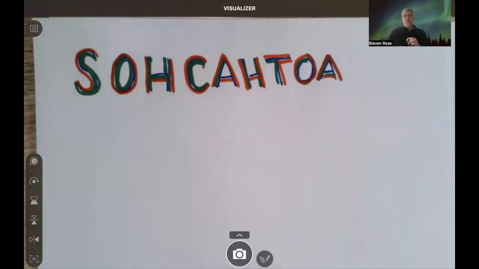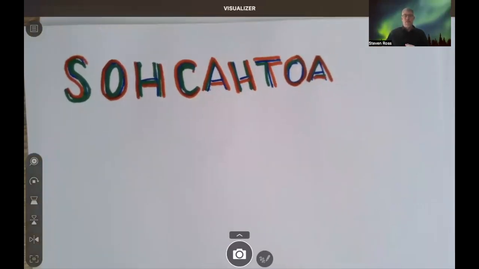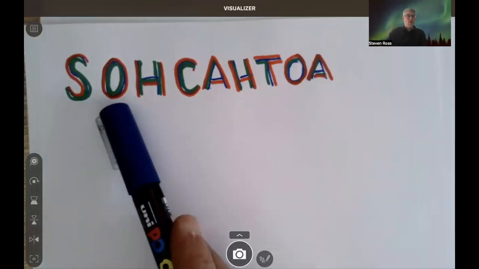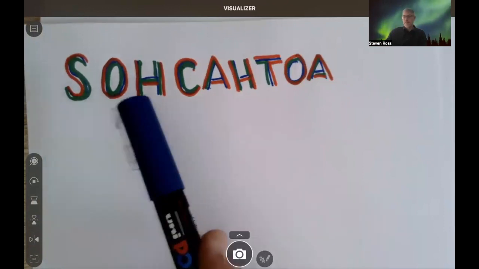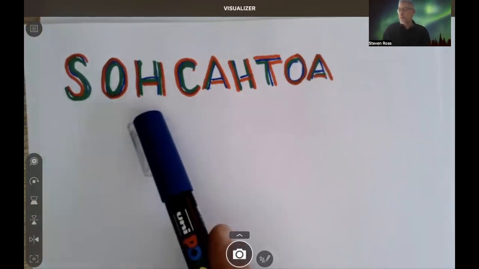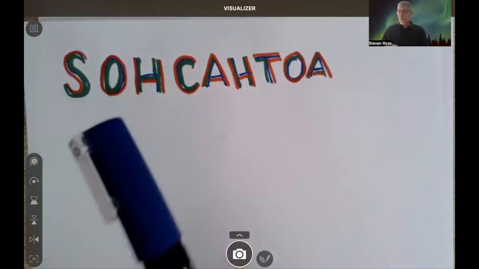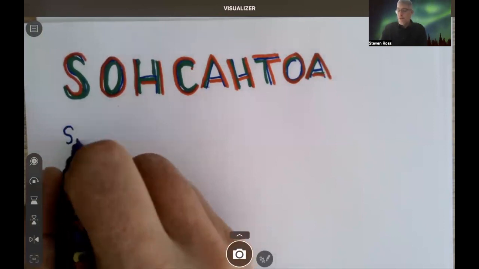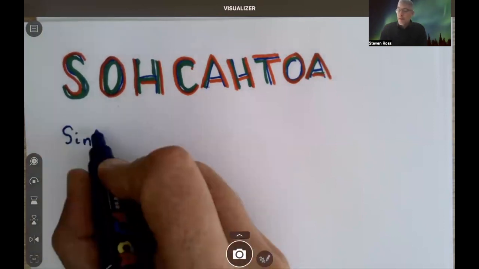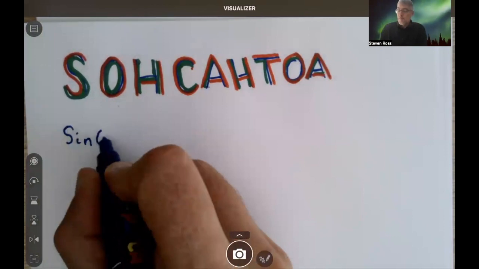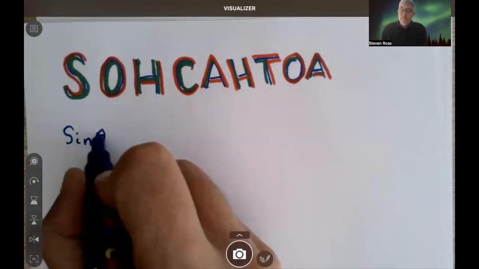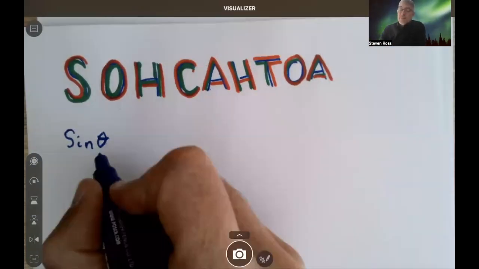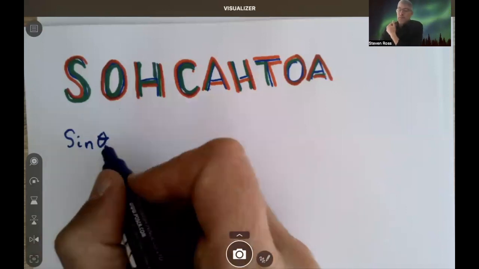For instance, here's the Sohcahtoa. We're probably already familiar with that. The S stands for sine, the O stands for opposite, and the H stands for hypotenuse. And that makes one equation. But the equation looks like this: S for sine, and it has to be of some angle. So I'll use a theta, that's an angle.